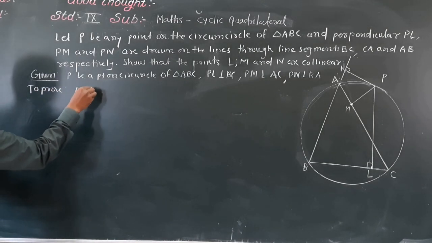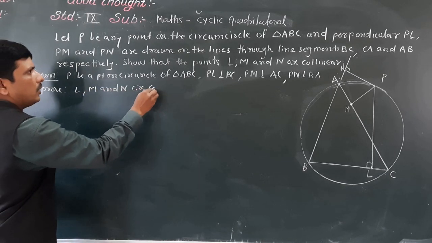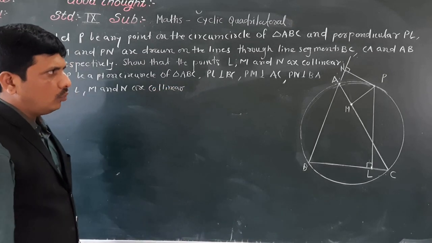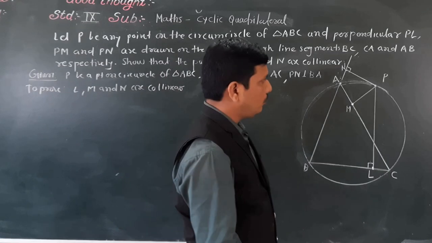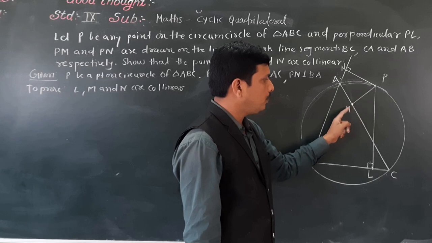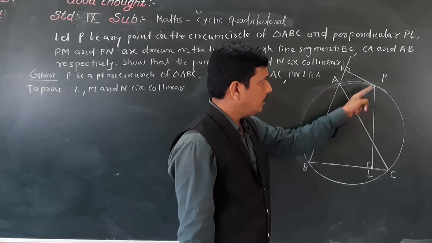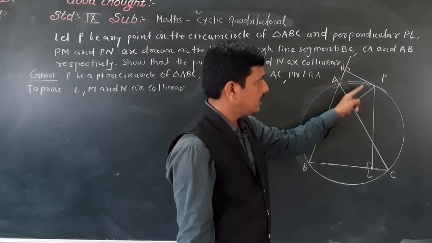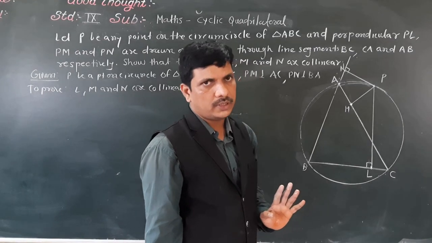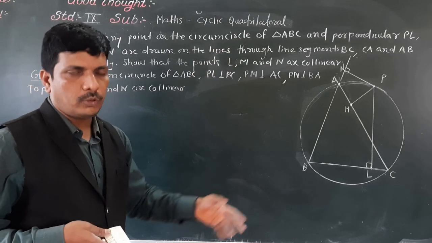To prove: L, M and N are collinear points. This is what we need to show. If we are able to prove that angle PMN plus angle PML is 180 degrees, the sum of this is 180 degrees, then we can say all three points are collinear.